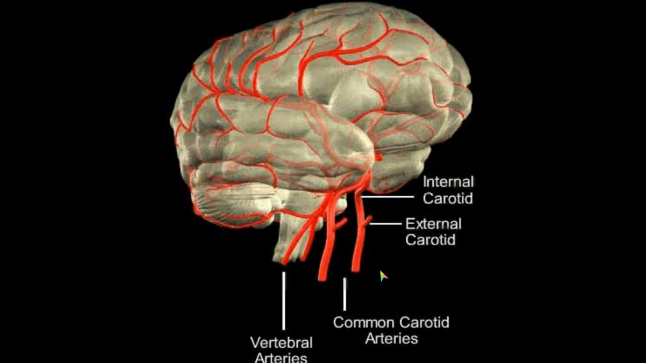No need to learn this, but for concept: the common carotid arteries give the external carotid artery and the internal carotid artery, which goes upward in the brain and gives further broad branches. Then you can see the vertebral arteries coming upward.